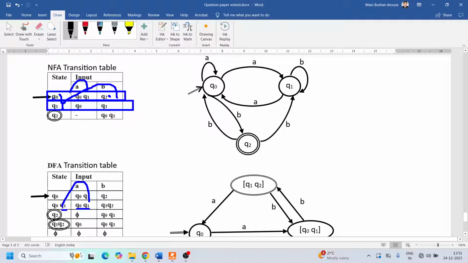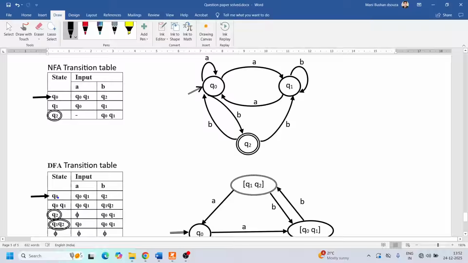First, for q0 you get the input as q2. For the next one, q1, you get the state as q1. So you combine them together, q1 q2, you write one. So q0 q1. For the state B, this is going to be q1 q2. Done. Now let us start with the state over here.